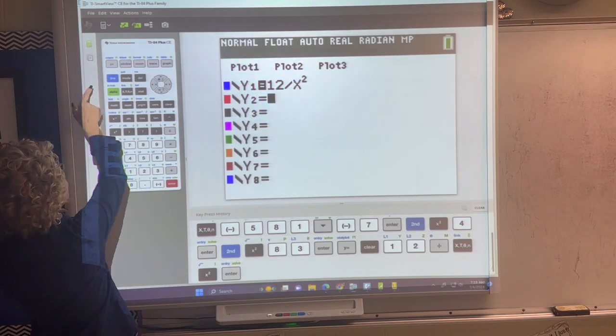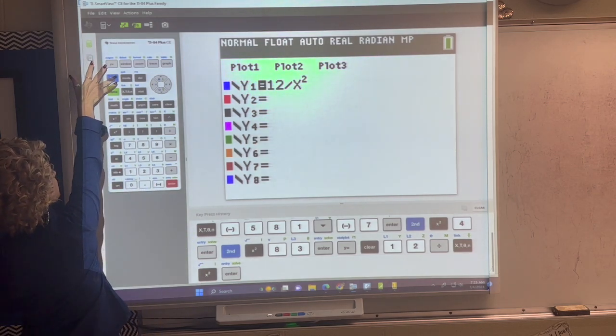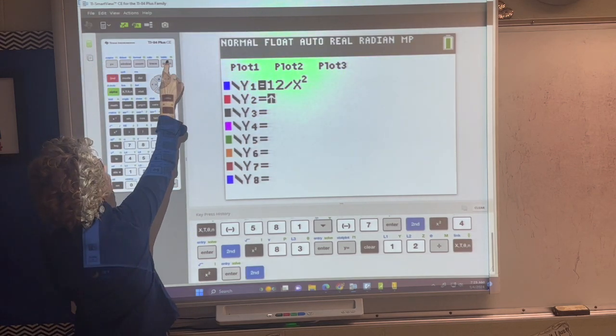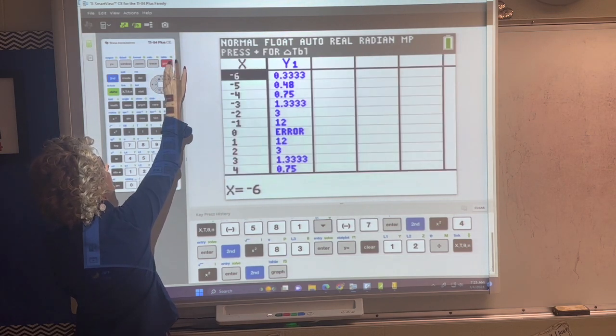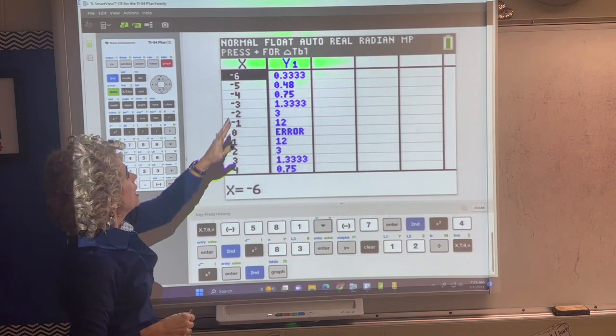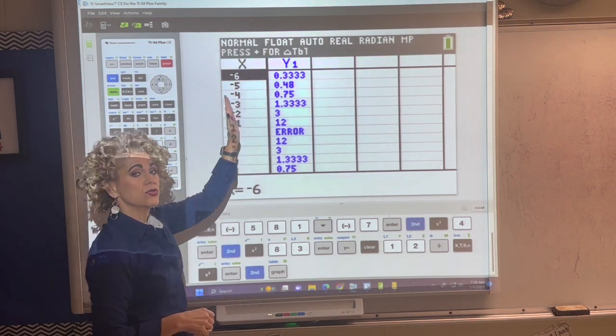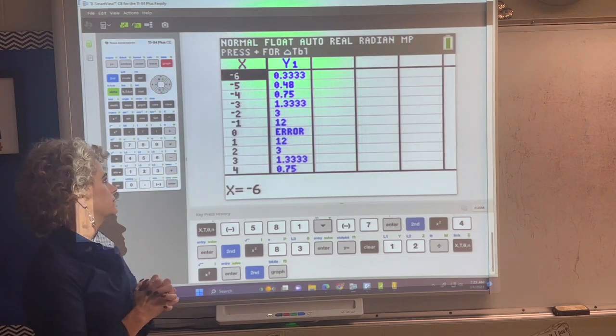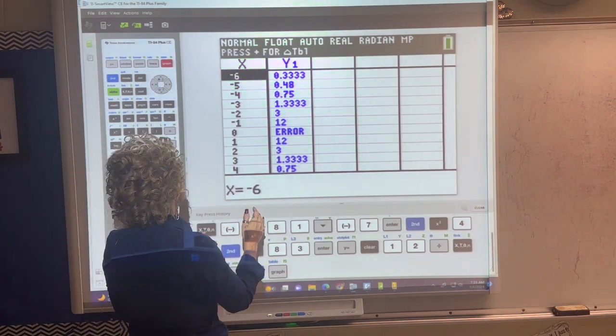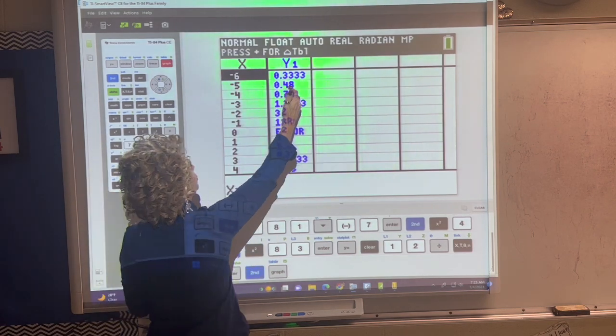So we come back up here. We hit our shift key, our second function, and we're going to hit our graph button, which actually is our table. And our table comes up. On our left are our x values, on our right are our y values. What we're looking for is integers.